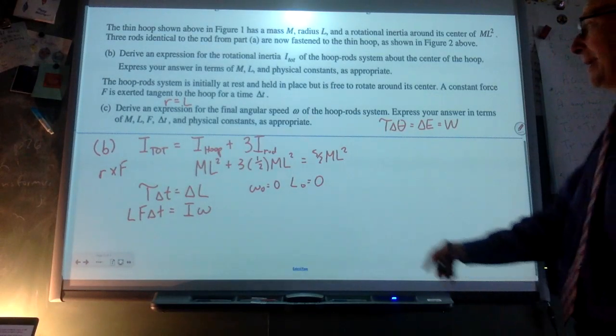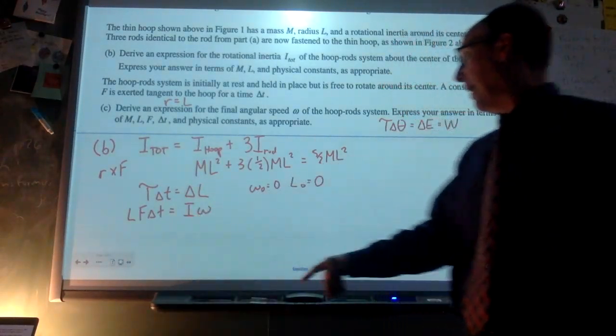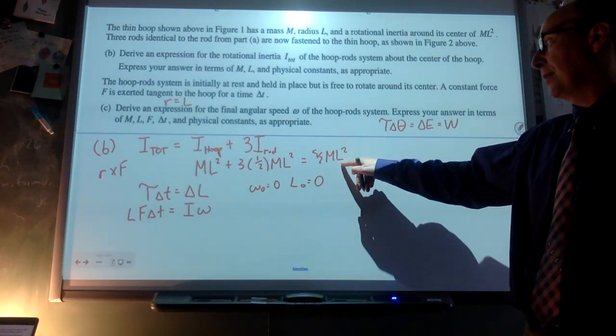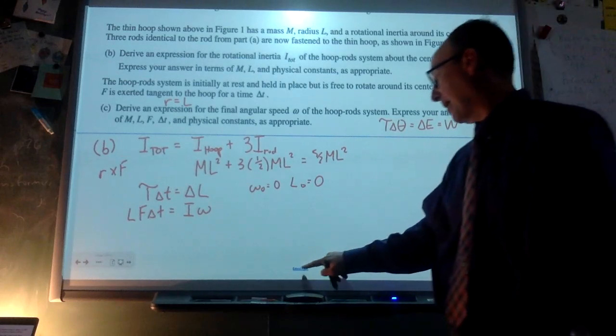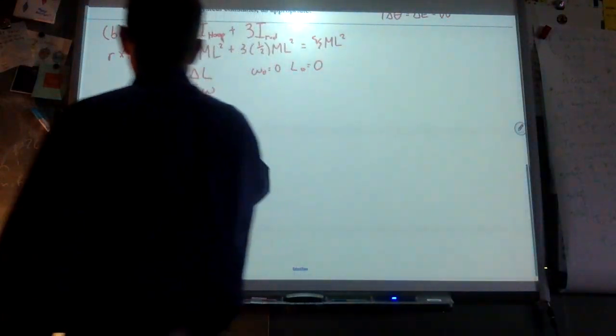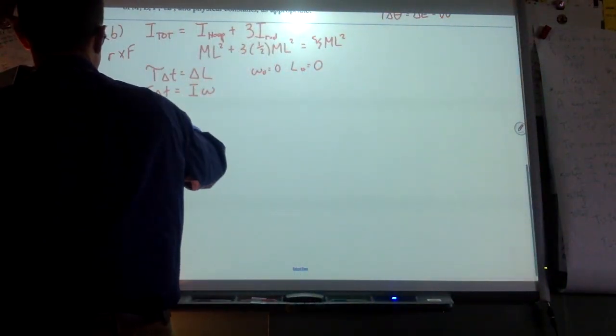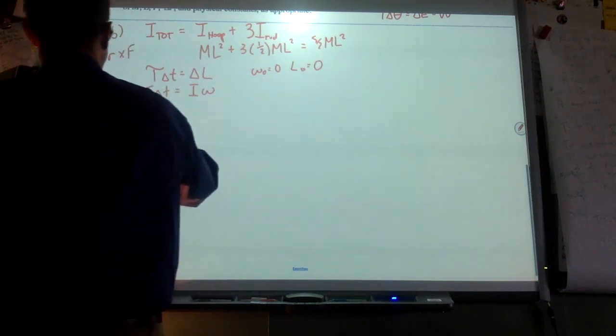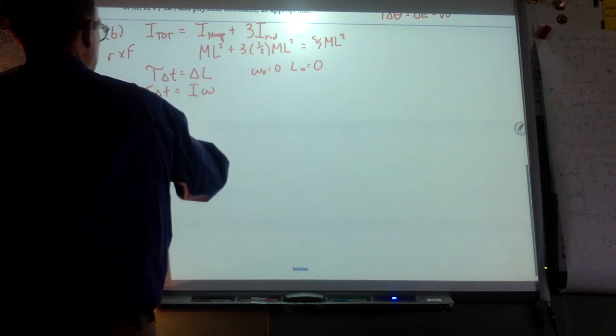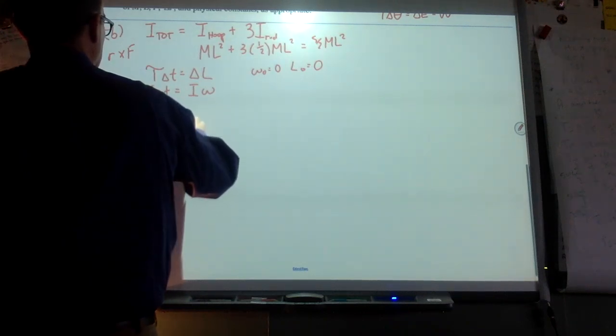All right, so I can't use I. I'm going to have to substitute in my 5/2 ml squared for my I. So why don't I do that? When I divide I to the other side, I'm going to have L times F delta T over 5/2 ml squared.